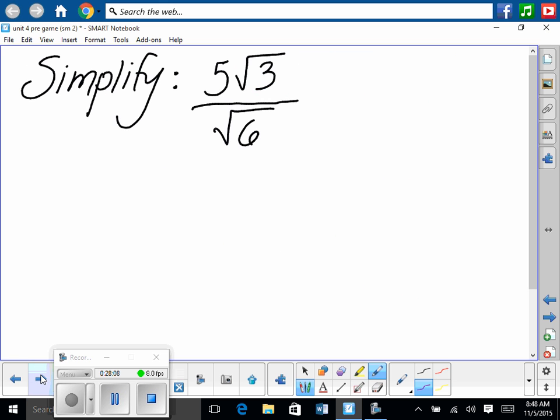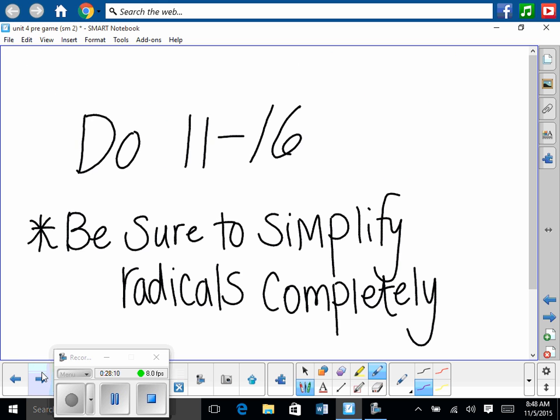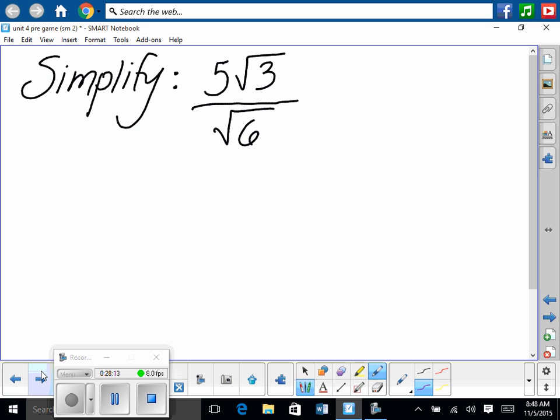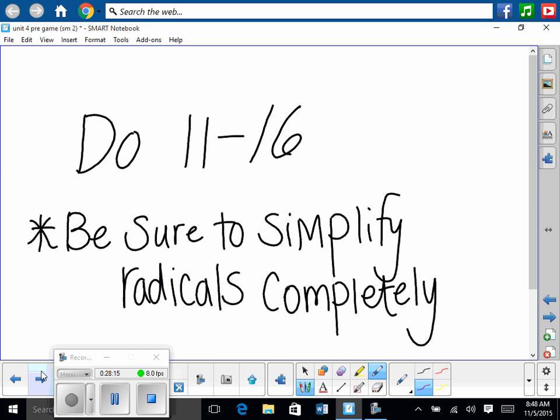Okay, so if you're not doing okay, we'll come back and do this one. I was going to do one more, but I think you're ready to try. So do 11 through 16, and once again, be sure to simplify all of your radicals completely. All right.